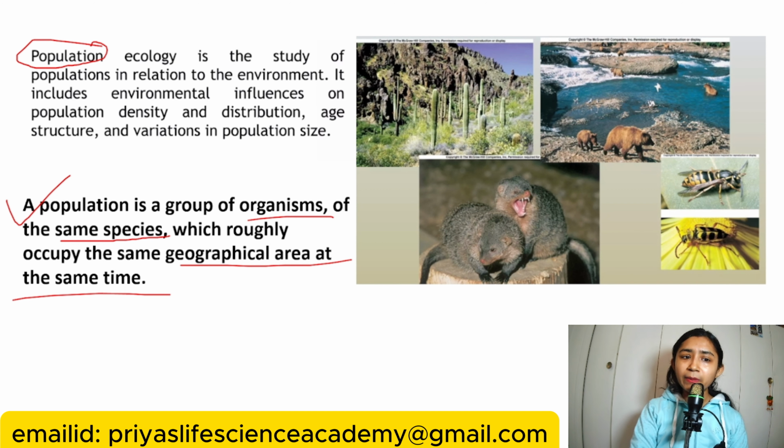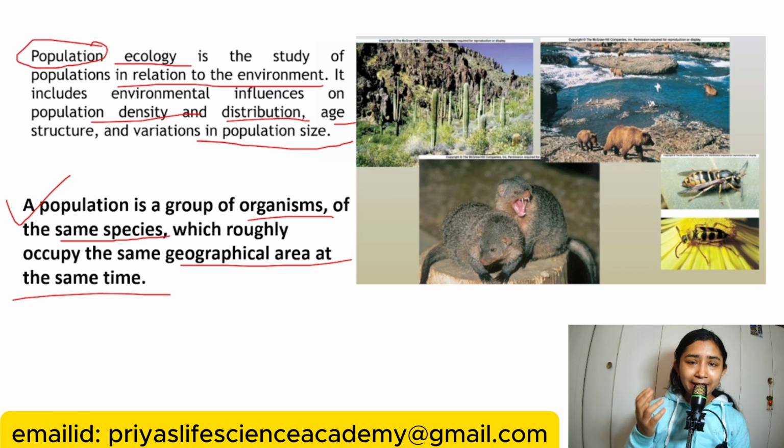Now, what is population ecology? Population ecology is the study of populations in relation to the environment, their interaction with the environment. It includes environmental influences on population density, population distribution, the age structure, and the variation in population size. So a population ecologist studies the interaction of the organisms with the environment by measuring properties of the population rather than the behavior of the individual organism. So always you have to think about the whole group if you think about a population.